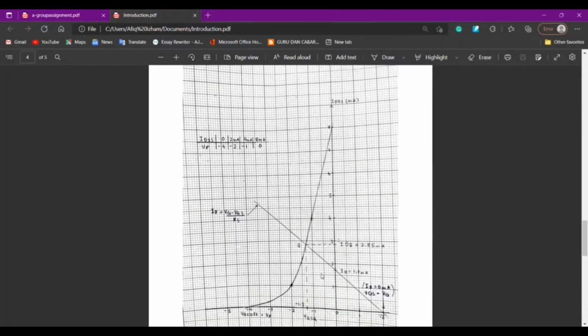So this is the graph to find Q point, which is this line is the line of IDSS and VP, and this line is line ID. The intersection between these two lines is where the Q point is, which is here. So now I will pass it to our next presenter.